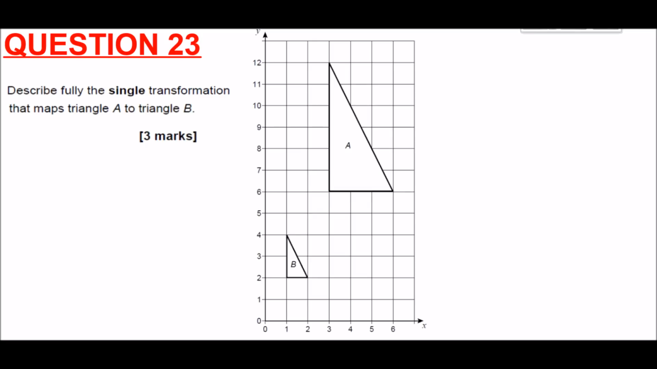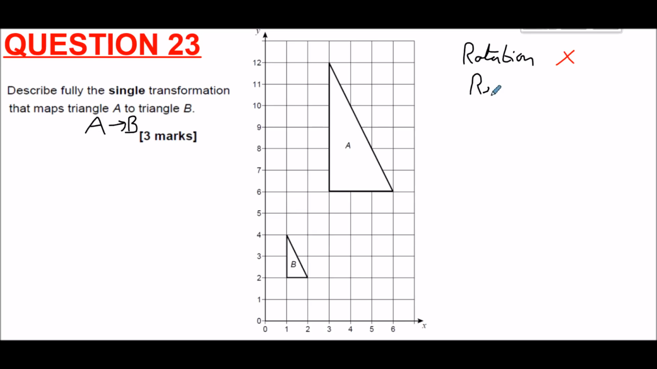Question 23, the last question. Describe fully the single transformation that maps triangle A to triangle B. That's important in itself. We're not going from B to A, we're going from A to B. And so from A to B, the triangle's actually got smaller. So there's only 4 types of transformation it could be. So is it a rotation? Has a shape been rotated? No, it's still the same way up. It's still facing in the same direction.